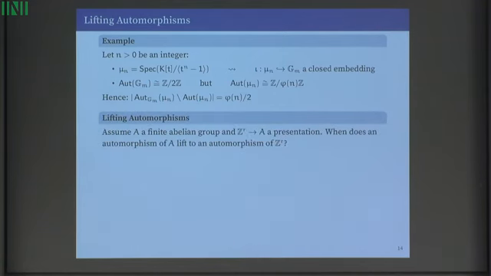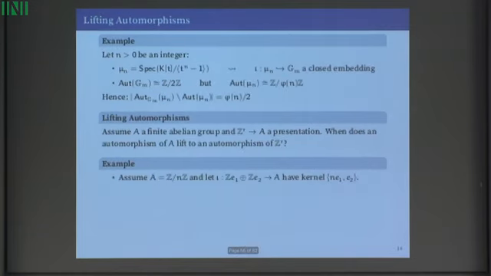So you can rephrase this in terms of characters. If you go to the character group, taking characters is an exact functor, so you can actually just think about this in terms of presentations of finite abelian groups. You have a presentation of a finite abelian group, and now you have an automorphism of that finite group. When does it lift to an automorphism of the free group? Okay, so this is basically the same problem.